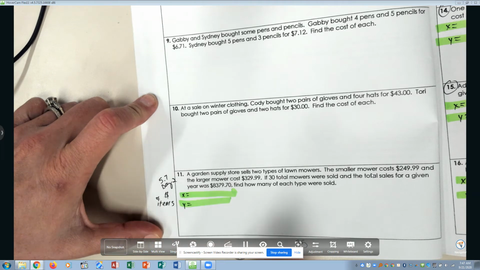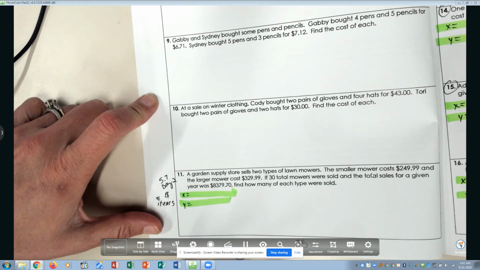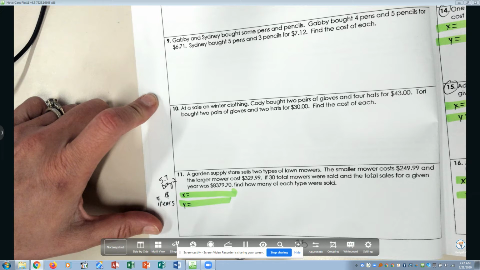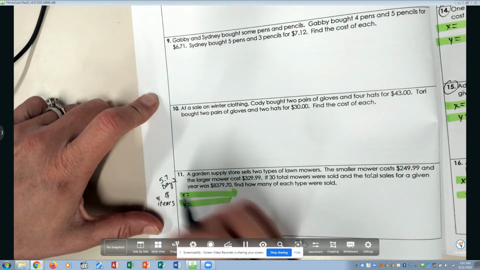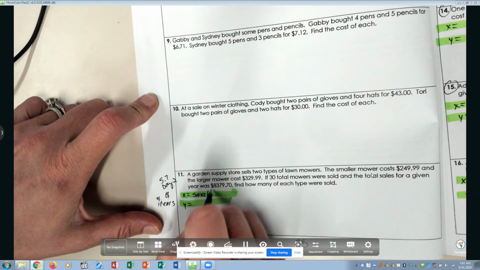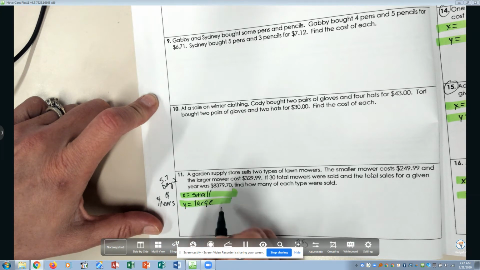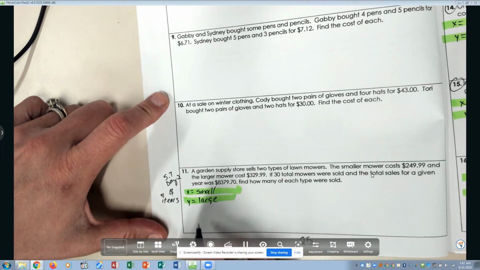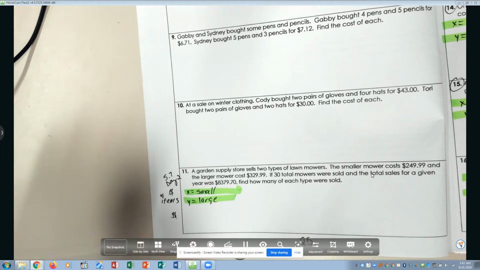Okay? So let's read the problem. A garden supply store sells two types of lawnmowers. The smaller lawnmower costs $249.99 and the larger mower costs $329.99. If 30 total lawnmowers were sold and the total sales for a given year was $8,379.70, find how many of each type were sold. So we have a small mower and we have a large mower. Okay? So let's create our money equation.